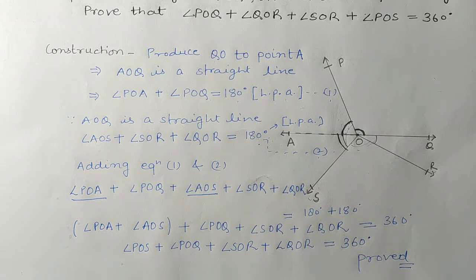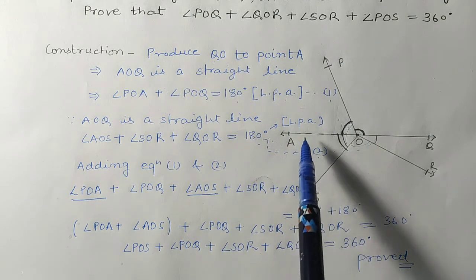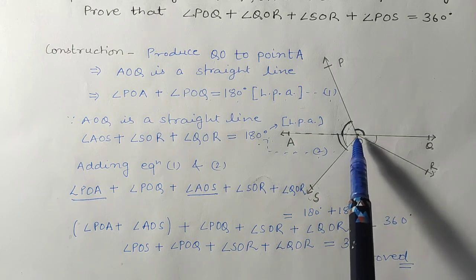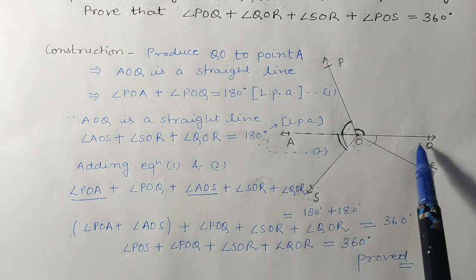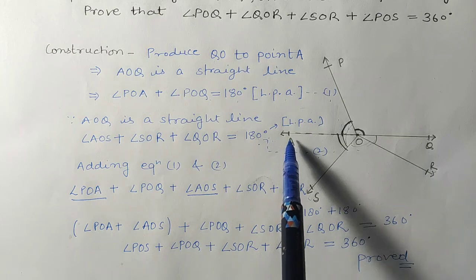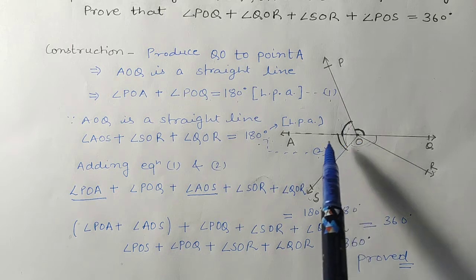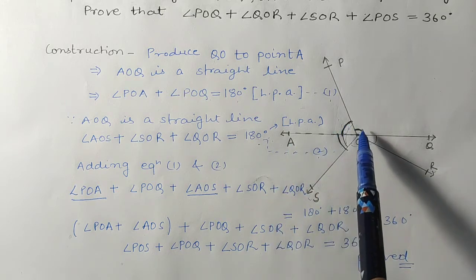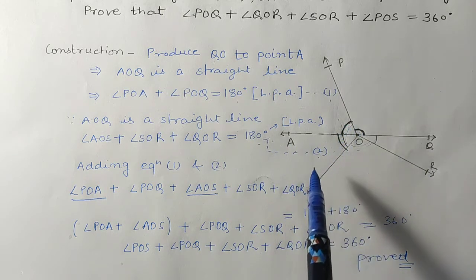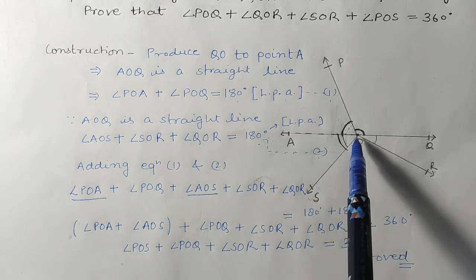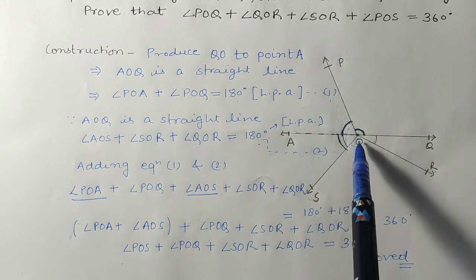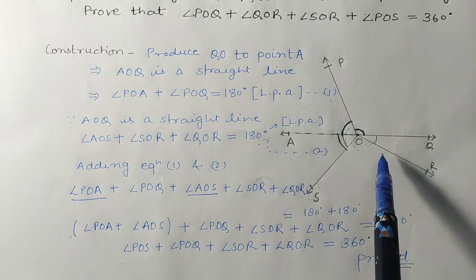See, before construction we did not have any straight line, so we cannot solve that further. Here what we have done is make a straight line by extending QO to A through construction. After getting a straight line we can conclude the sum of adjacent angles will be 180 degrees, in the upside of this line segment and in the downside of this line segment.